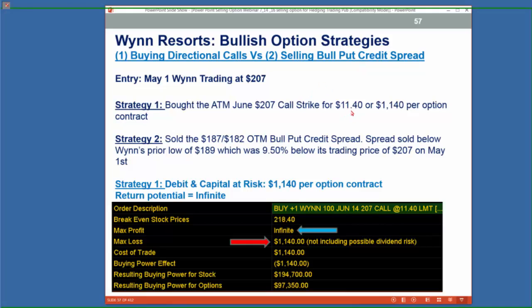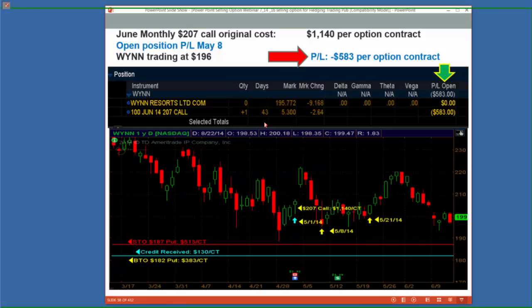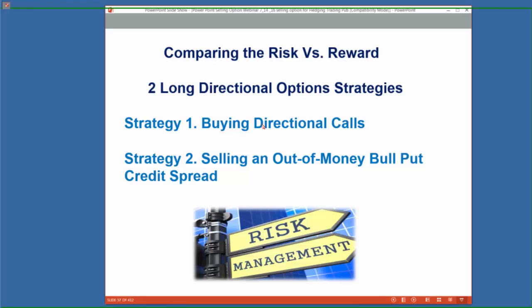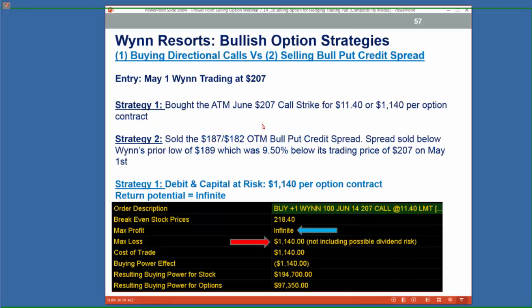Now, strategy 2 is also a bullish strategy, but this is selling an out of the money bull put credit spread. So selling the 187 put, buying the 182 below it. And this was about 1 standard deviation. The low was 189, and this was like 9.5% below where it was trading. So let's compare the risk to reward on these two strategies. Let me show you. Strategy 1 is you were just buying the long call options, the 207 strike.